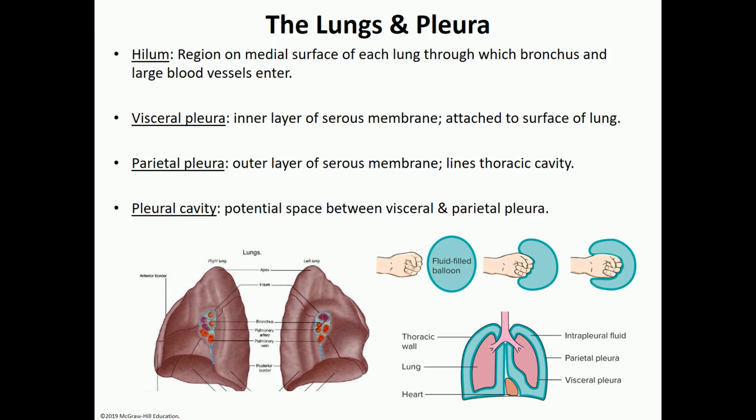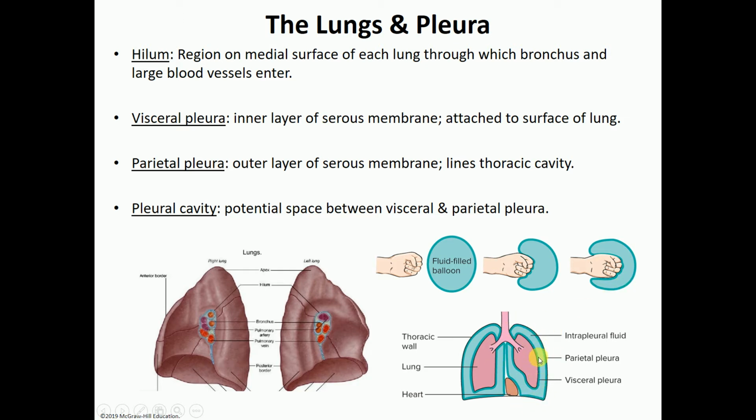The lungs are surrounded by a serous membrane, and in order to understand how these serous membranes have the 2 layers, you can think of it as a balloon full of fluid, and then you put your fist in there, and now you have these 2 different layers. The layer that touches the fist is the visceral pleura, while the other one is the parietal pleura. And you can see these 2 layers surrounding the lung.